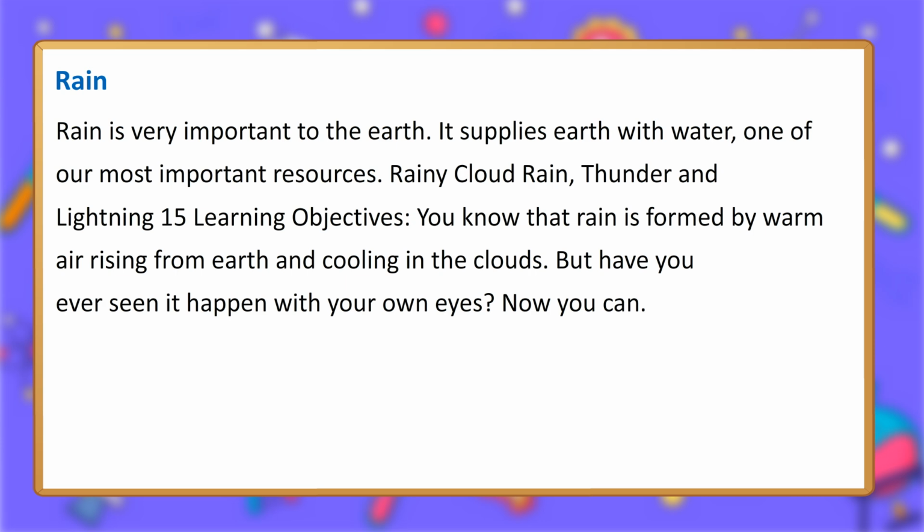Rain. Rain is very important to the earth. It supplies earth with water, one of our most important resources. You know that rain is formed by warm air rising from earth and cooling in the clouds. But have you ever seen it happen with your own eyes? Now you can.